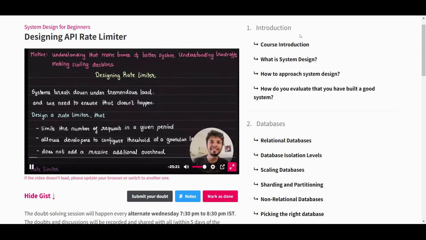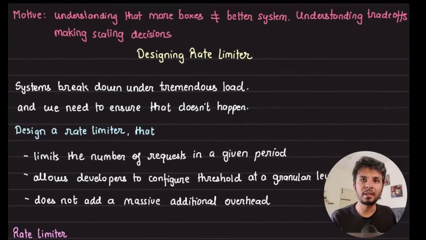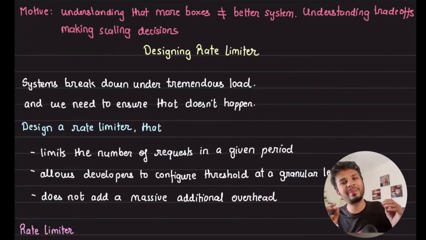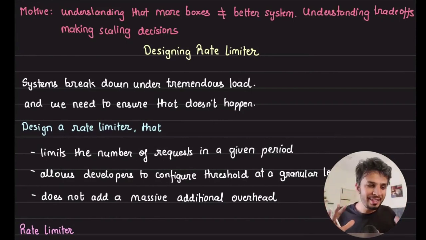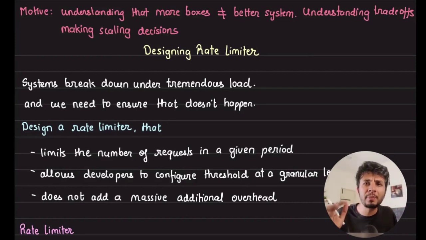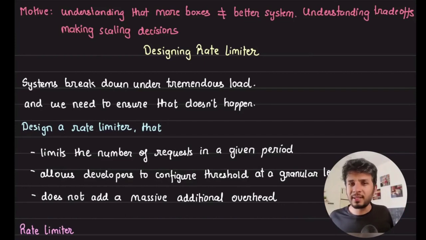So in this one, let's design a rate limiter. The motive of this system design is to understand that more boxes does not mean better systems. I have seen at so many places people overcomplicate by drawing services of this box, that box, adding load balancers at random places. That's not how real systems are built.